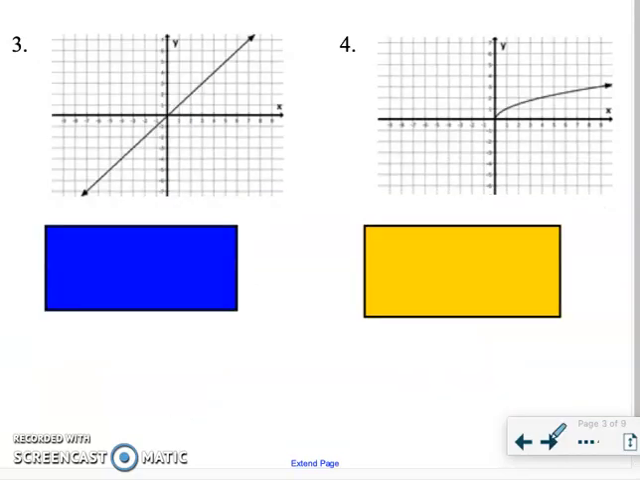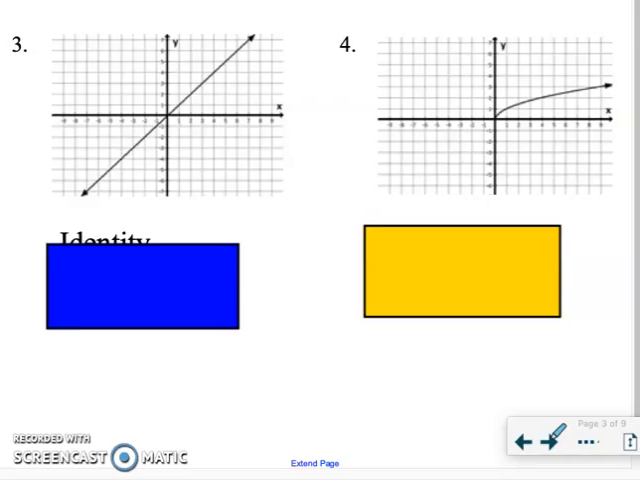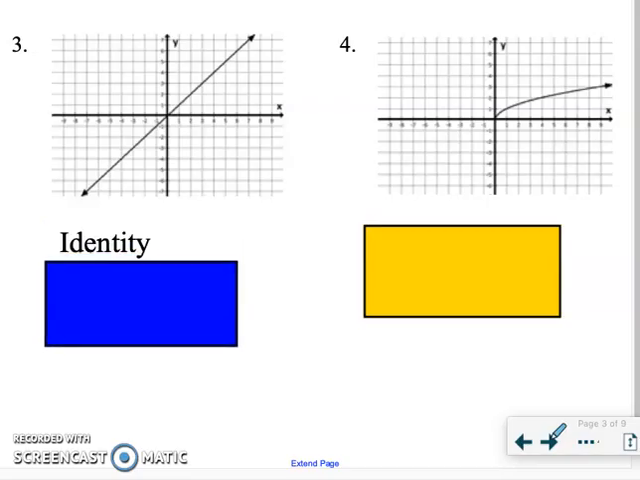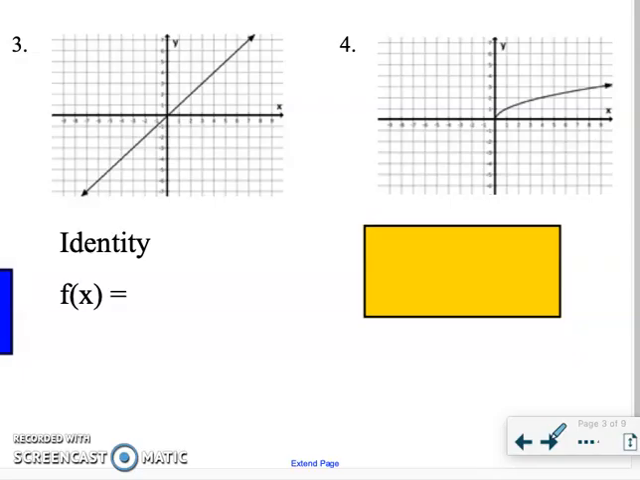Next, we very clearly have a linear function. But specifically because it's going through the origin with a slope of 1, we call that the identity function. And f of x in this case is simply going to be x. If we want to come up with the domain, again, no restrictions at all. So the domain is going to be from negative to positive infinity. The range in this case, again, is negative to positive infinity.